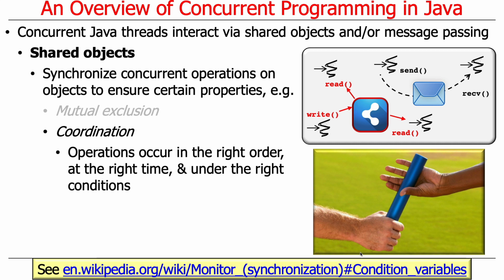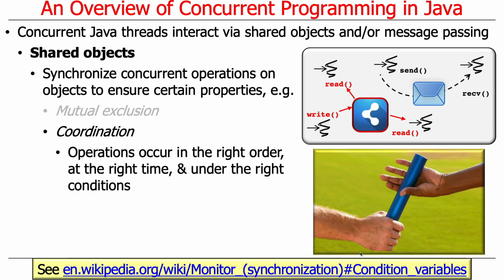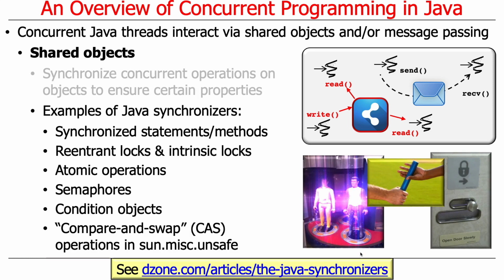Coordination, or cooperation, but let's call it coordination, is going to be used to ensure that operations occur at the right time, in the right order, and under the right conditions. And so this is really about coordinating how things run and when things run. And there are different mechanisms to do that. Typically, mutual exclusion in Java is done through either synchronized statements or reentrant locks or other lower level things like spin locks. And coordination is typically done by something called condition objects.